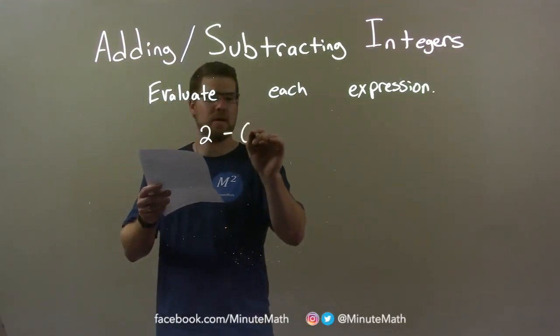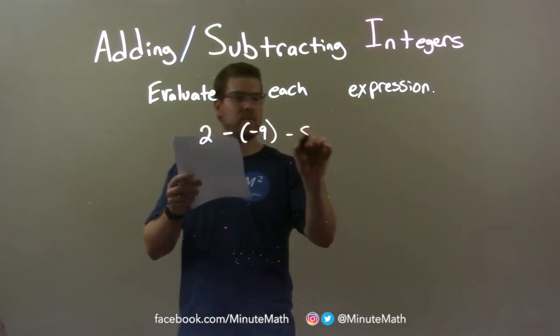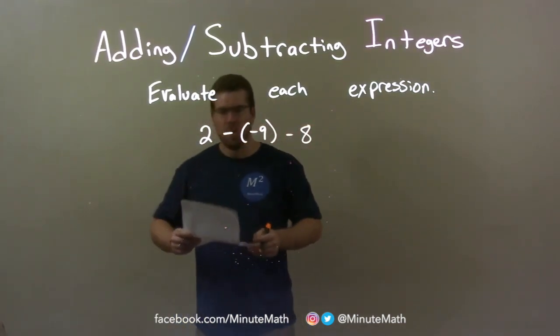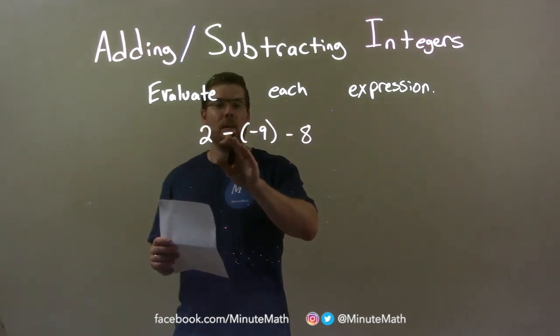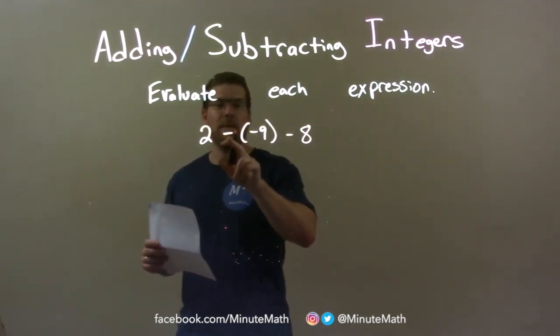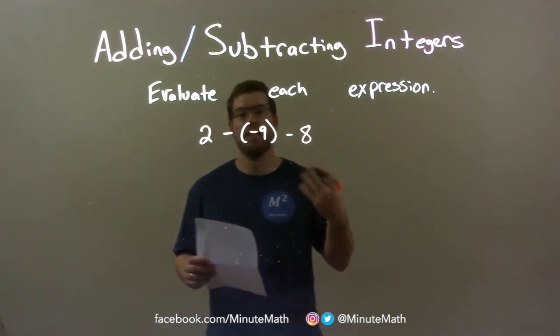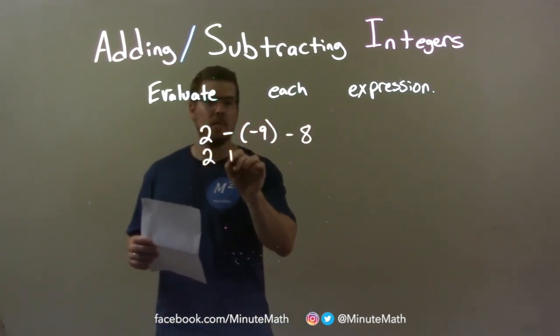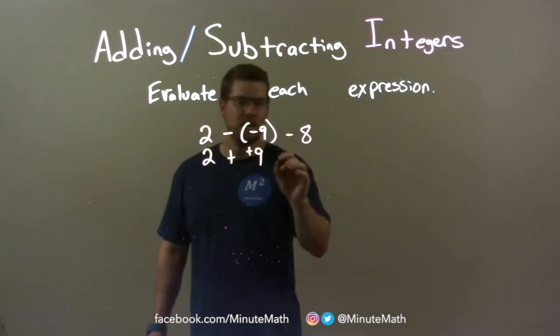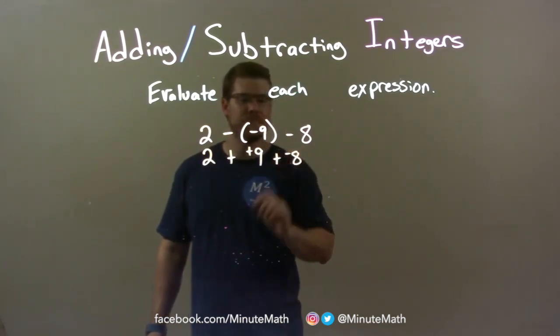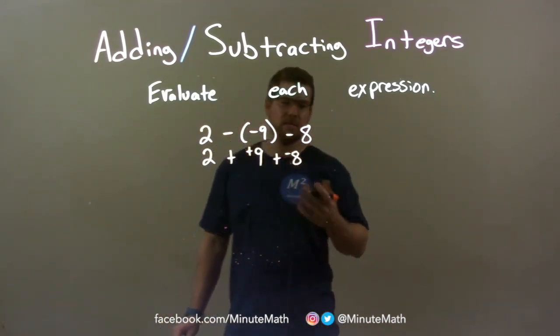2 minus a negative 9 minus 8. Okay? Well, this one is pretty easy, okay? I'm going to convert some of this stuff around. So that minus a negative 9, same thing as adding a positive 9. So we have 2 plus a positive 9. And then this minus 8, I'll make it plus a negative 8. Okay? And now we know it's the same thing as minus 8, but plus a negative.